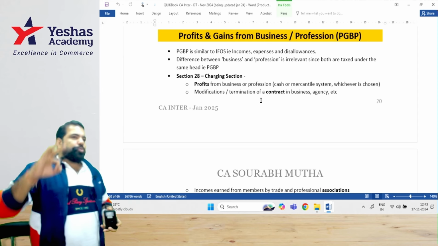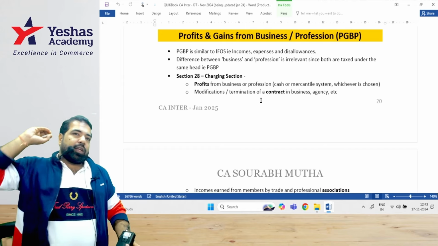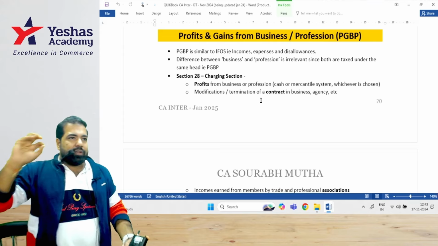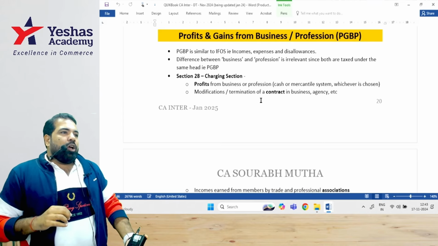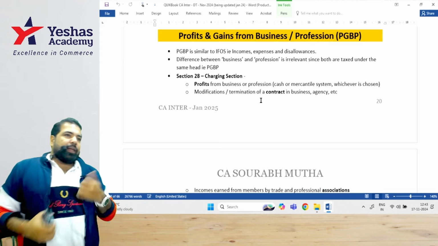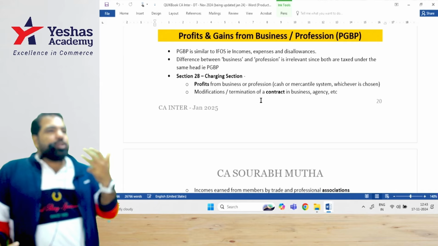Guys, in house property, how many deductions were there? 3. But in PGBP, you can take 300 deductions as long as you can convince that it's connected to your business and profession. For a land and building, guys, can I be paying rent? Can I repair it also? Can I pay taxes also? Can I do insurance also?